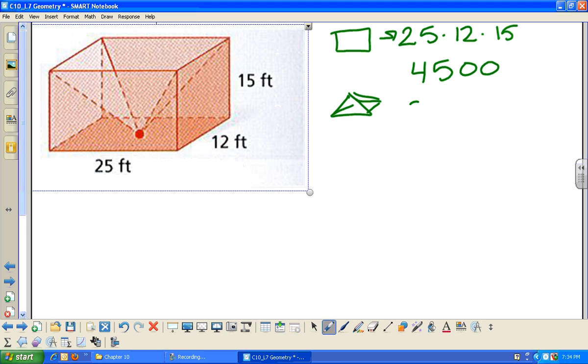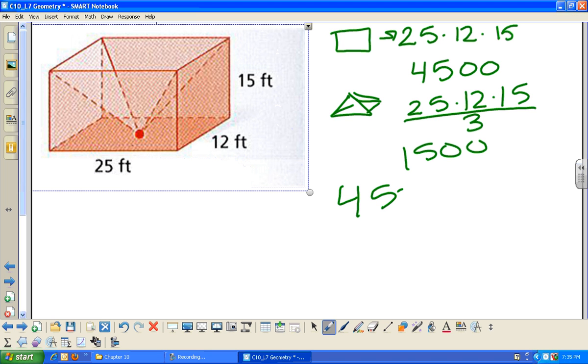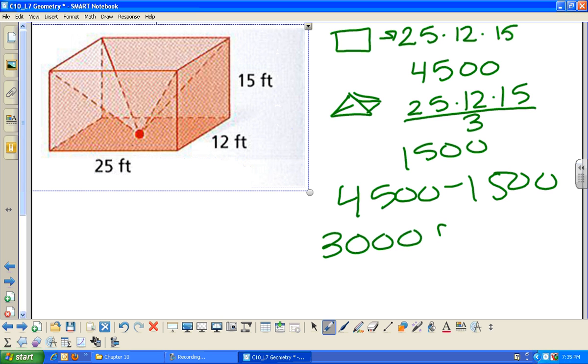And if I want to find the volume of the rectangular pyramid, I'm going to have 25 times 12 times 15, because the height is still going to be 15 and the two base lengths are 25 and 12. But now I have to divide it by 3, which would be 1,500. So I have to take 4,500, subtract 1,500 to get 3,000 feet cubed.